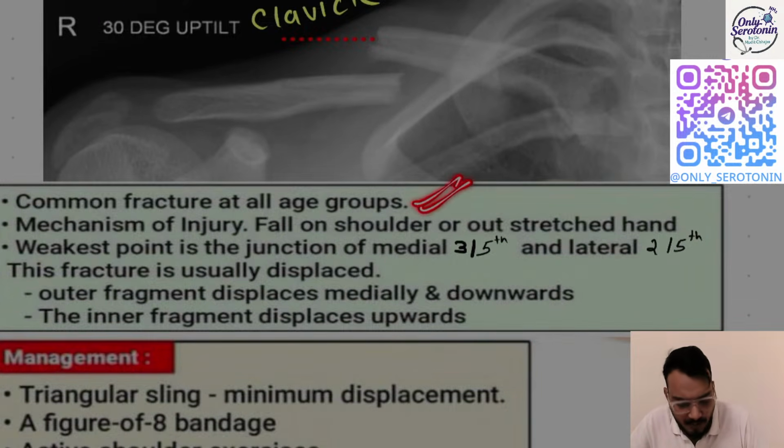It is the most common fracture which will happen in the human body. It is a very important point, guys. The most common fracture which will happen in this human body is what, guys? It is your clavicle.